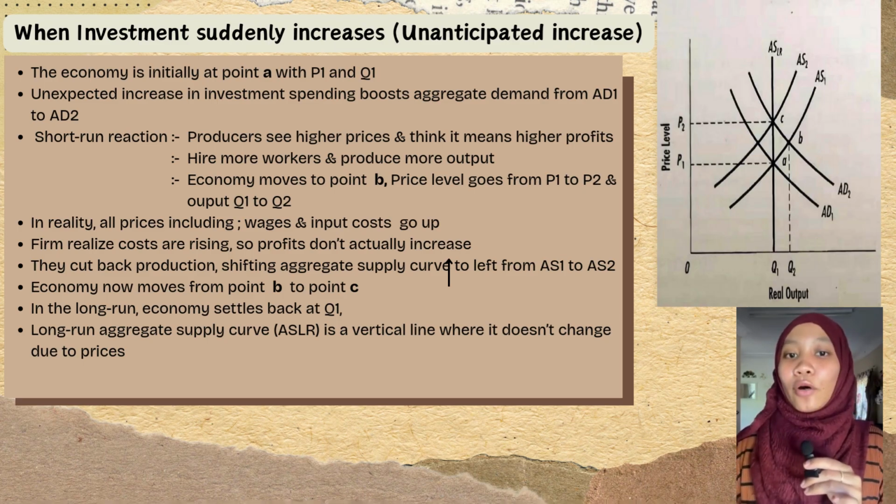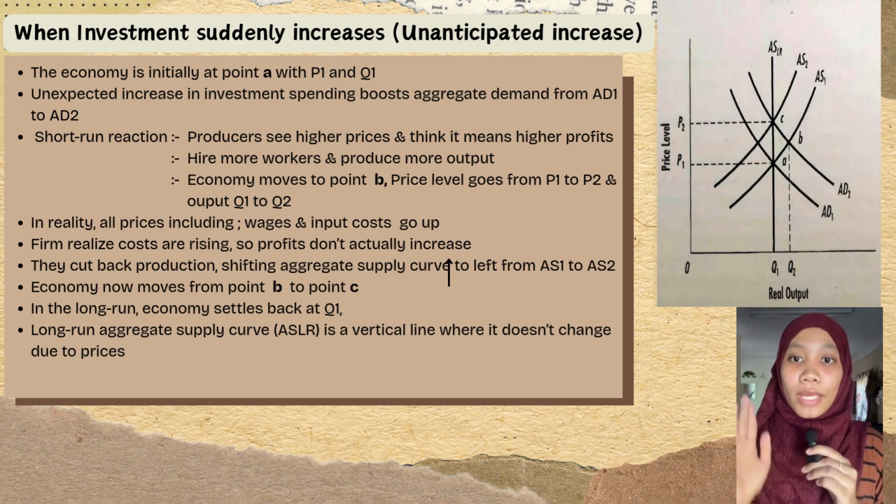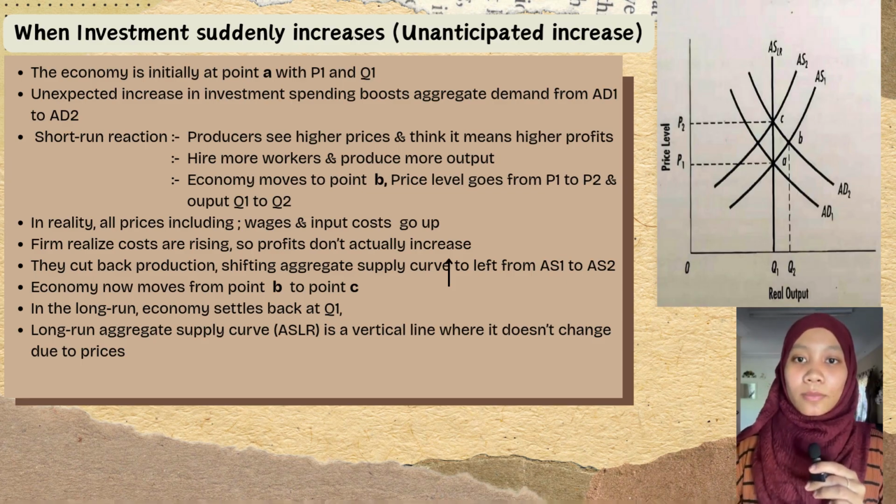In reality, all prices including wages and input costs go up. Firms realize costs are rising, so profits don't actually increase. They cut back production, shifting the aggregate supply curve to the left from AS1 to AS2. The economy now moves from point B to point C. In the long run, the economy settles back at Q1. The long run aggregate supply curve, ASLR, is a vertical line where output doesn't change due to prices.